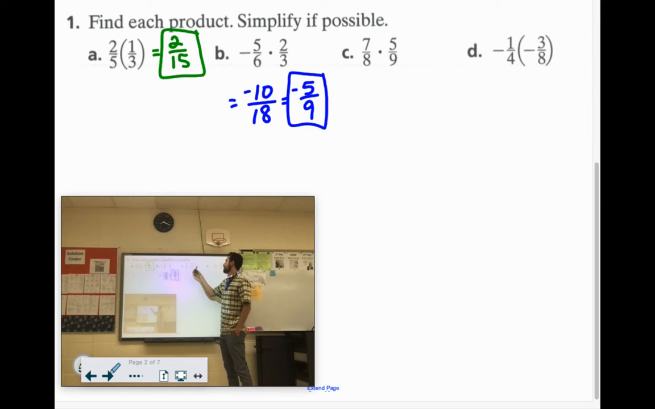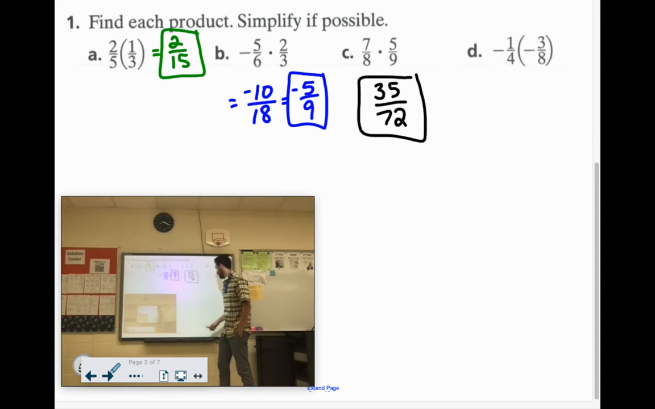In the numerator, 7 times 5 is 35. 8 times 9 is 72. They don't have anything in common except for 1. So that would be your final answer.